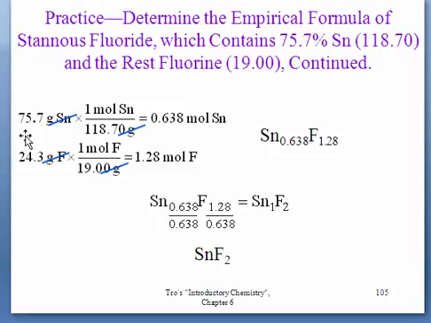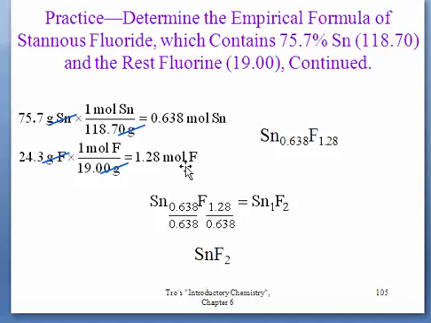Okay, so let's look at what we have. 75.7% tin, so we're just going to change that to grams. And to figure out what percentage of fluorine we have, the rest is fluorine, so we subtract this from 100 to get 24.3. And again, we just change our percentage to grams. The molar mass of tin on the periodic table is 118.70 grams. The molar mass of fluorine is 19.00 grams. So we do our railroad math and we get the moles of each.